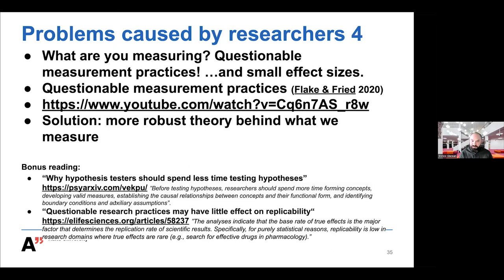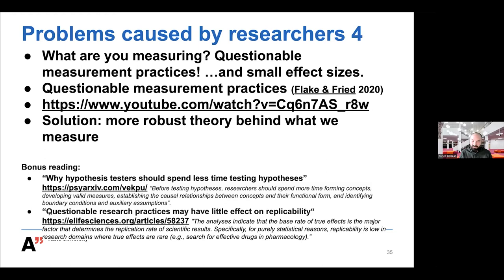There are a couple of interesting readings here. One is by Lakens, one of the statisticians who has been heavily involved in this type of issue, on why hypothesis testers should spend less time testing hypotheses and work more on theory, thinking more about the concepts and building ideas not just from the data, but from actual theory.